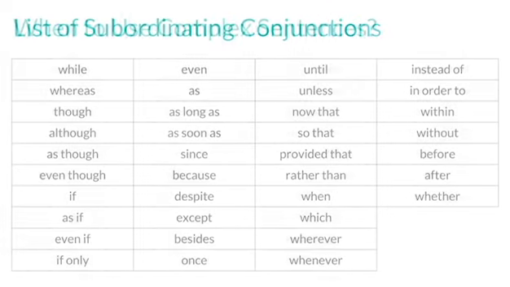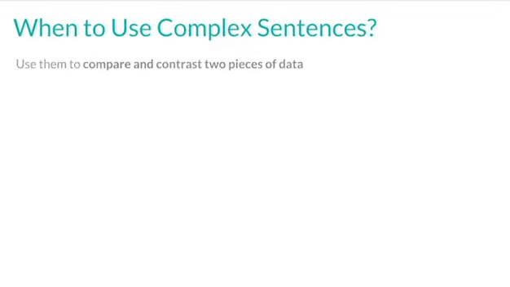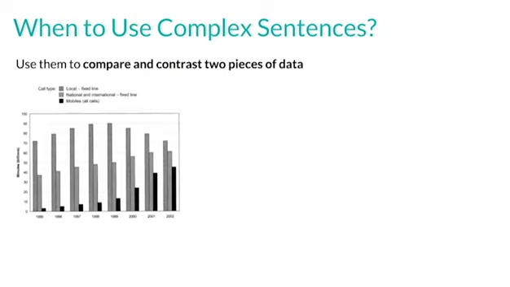So you may be wondering now, when exactly should I use the complex sentences in my writing? Well, we usually use the complex sentences when we're comparing and contrasting two different pieces of data or information. So let's look at an example of that.